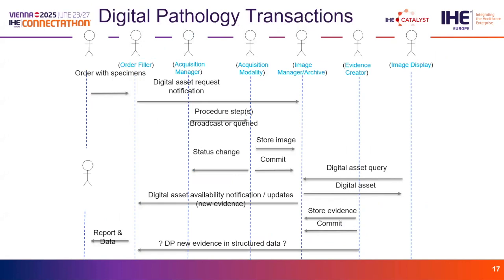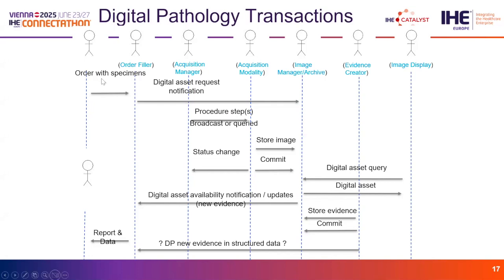We have a number of different actors that speak in a vendor agnostic way to different aspects of the digital pathology workflow. The order filler, and what's missing to the left of that is the order placer. Little issue with the font there. And then acquisition manager, acquisition modality, image manager, archive, evidence creator, and image display might all seem less than intuitive to you, but they represent the different roles that an information system might play. For example, an EHR might be classified as an order placer, placing an order for a pathology examination event.